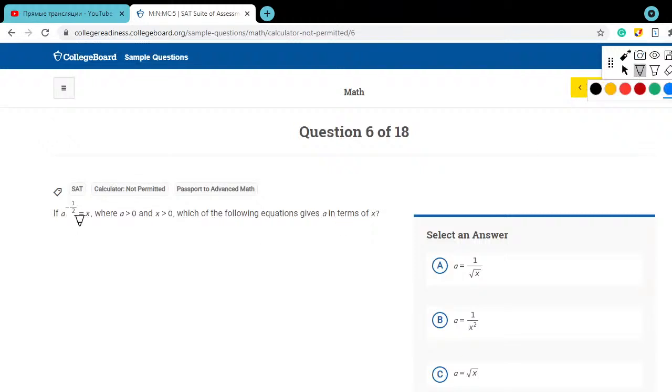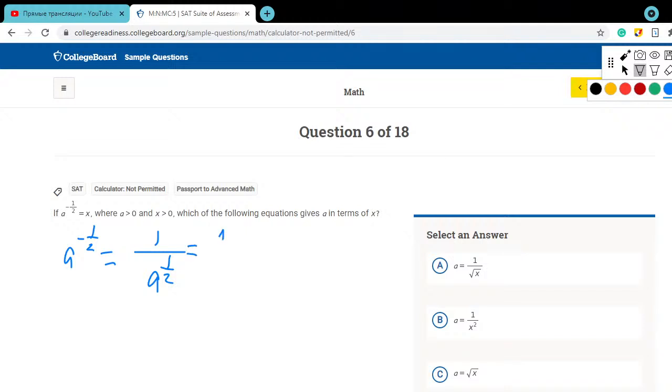If a to the power of minus 1 over 2 equals x, where a and x are both more than 0, which of the following is equal to a? We need to know that a to the power of minus 1 over 2 can be written as 1 divided by a to the power of 1 over 2, because a minus in the power means it goes down, so it's in the denominator.